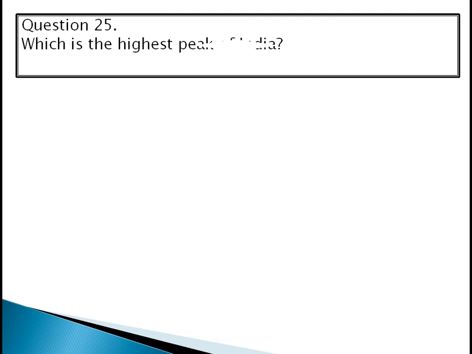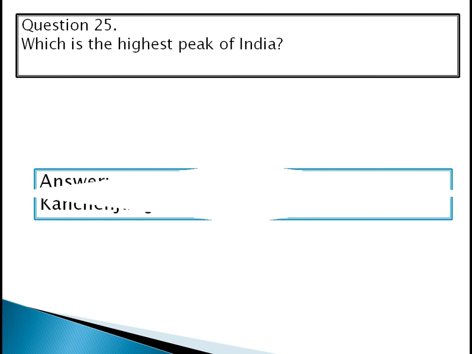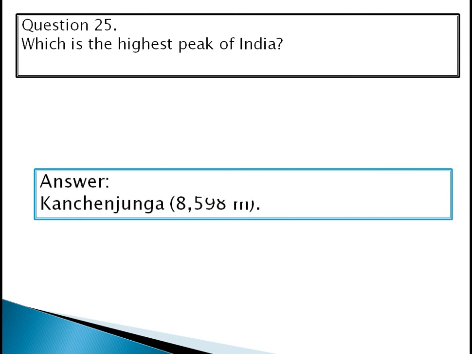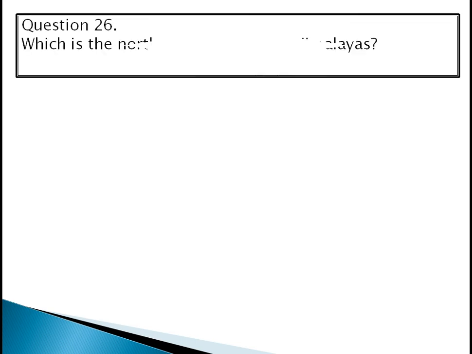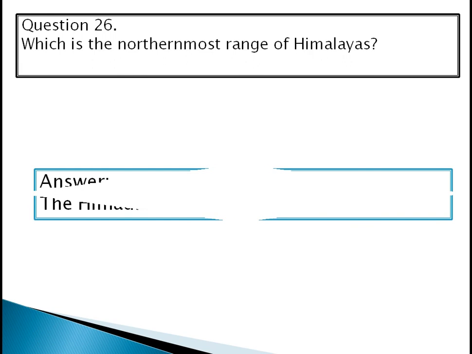Question number 25. Which is the highest peak of India? So Kanchenjunga is the highest peak of India. Which is the northernmost range of Himalaya? So Himadri, that means the Great Himalaya.